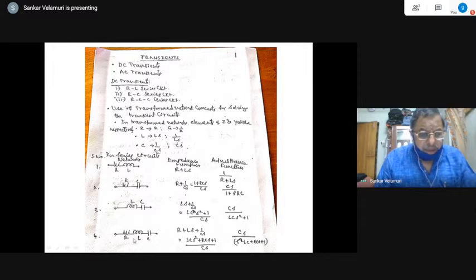R is the same, L gets transformed to Ls, C gets transformed to 1 over Cs. Take the LCM as Cs in the denominator. So RCs plus LCs square plus 1 is the corresponding impedance function. The reciprocal of this is the admittance function. Simple reciprocal.